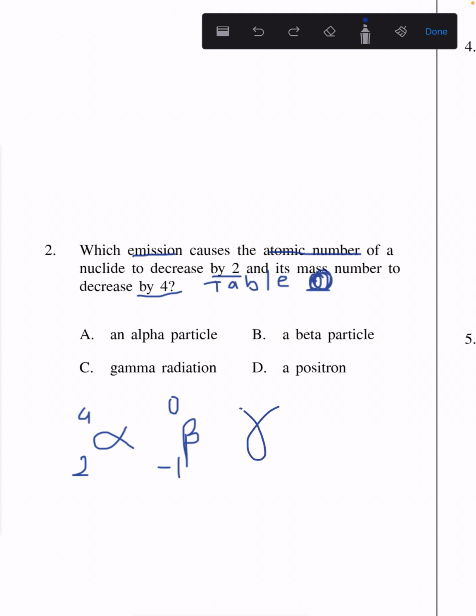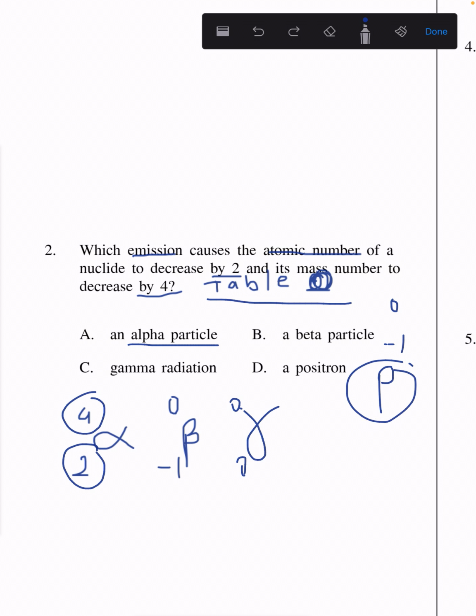Now, alpha particle. They are talking about a decrease by 2 in atomic number and a mass of 4. So that is going to be alpha particle emission. Gamma is 0 and 0. Beta is -1 and 0. Positron, we need to go and check Table O. I couldn't remember right now.